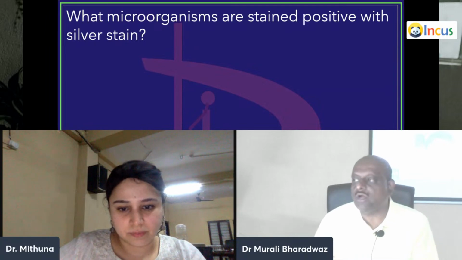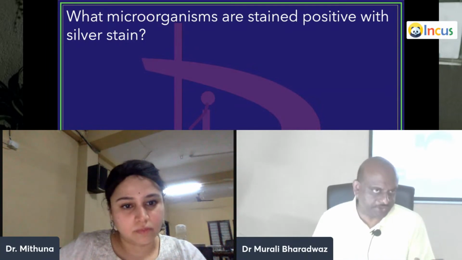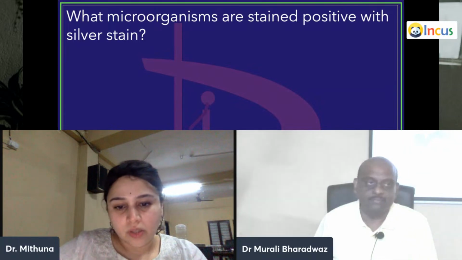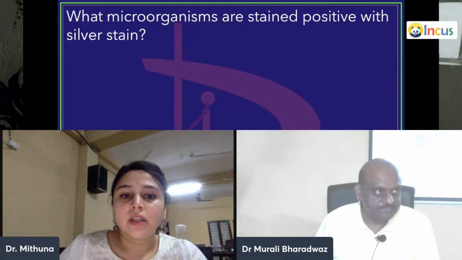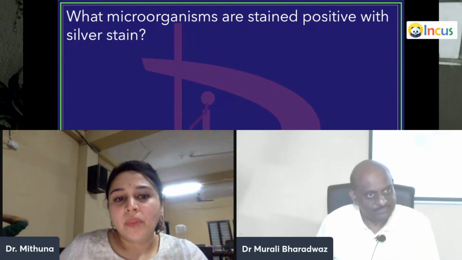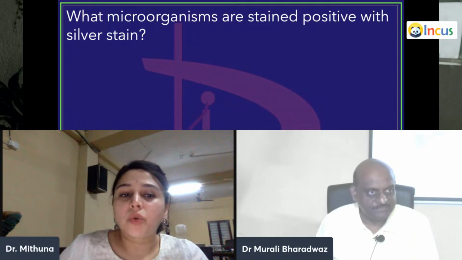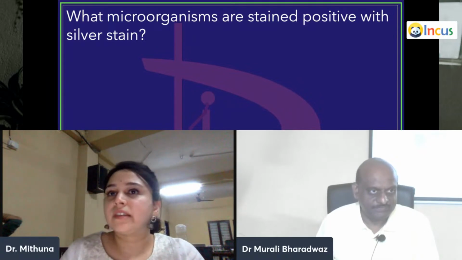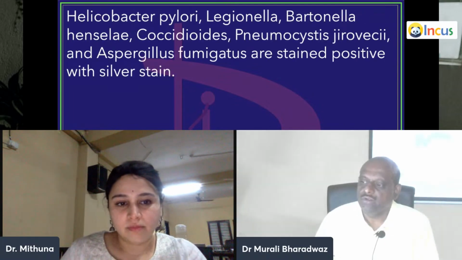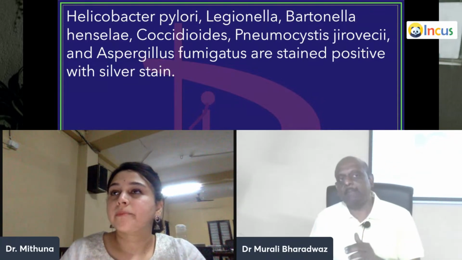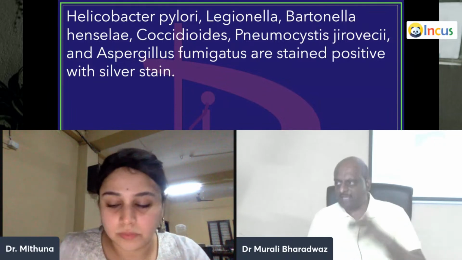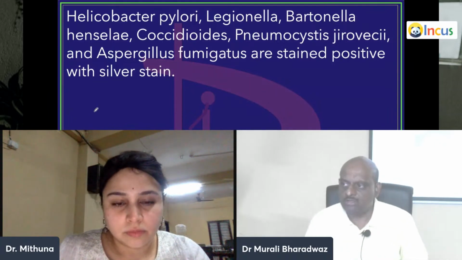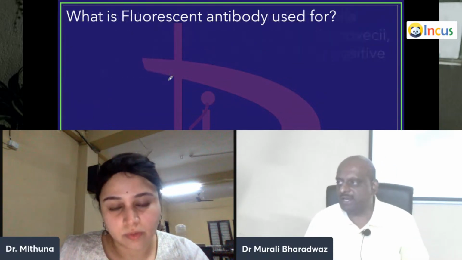What are all the microorganisms which stain positive with silver stain? Silver staining is used for H. pylori, Legionella, Bartonella, Coccidioides, Pneumocystis jirovecii, Aspergillus. They all stain positive with silver stain. So, like a parrot, you should remember for tomorrow's exam: Helicobacter pylori, Legionella, Bartonella, Coccidioides, Pneumocystis, Aspergillus fumigatus. They all stain positive with the silver stain.